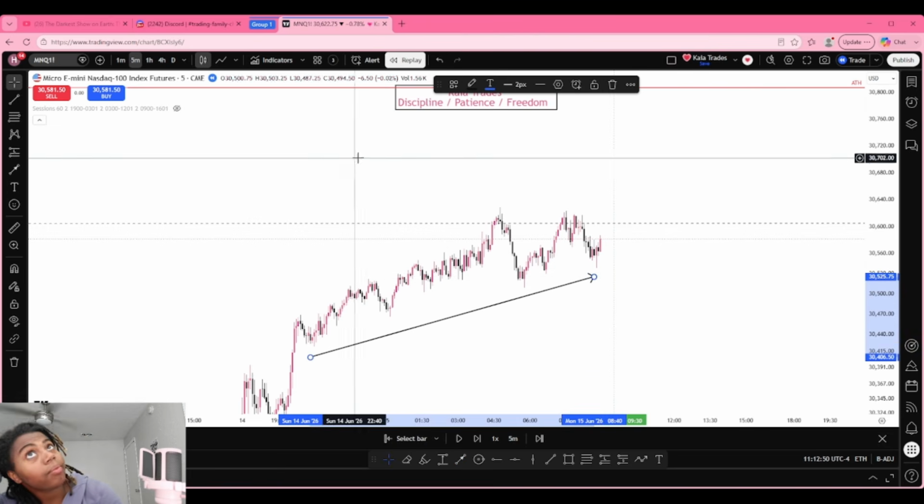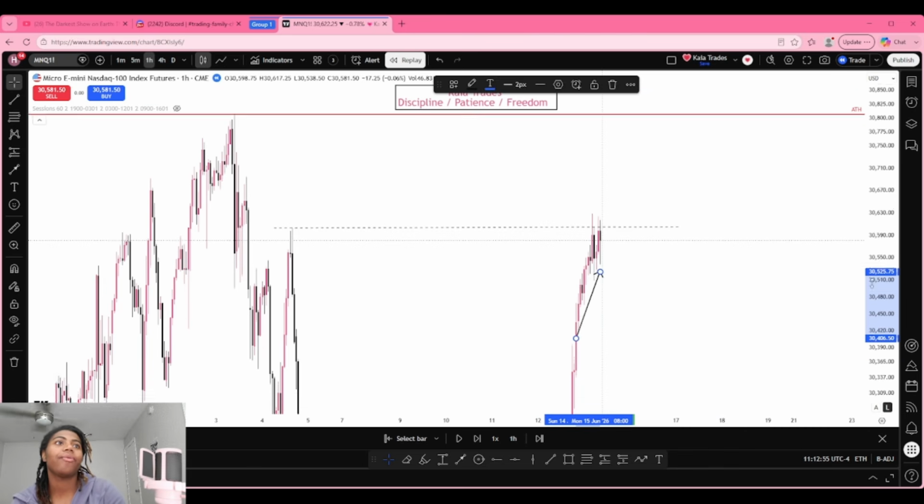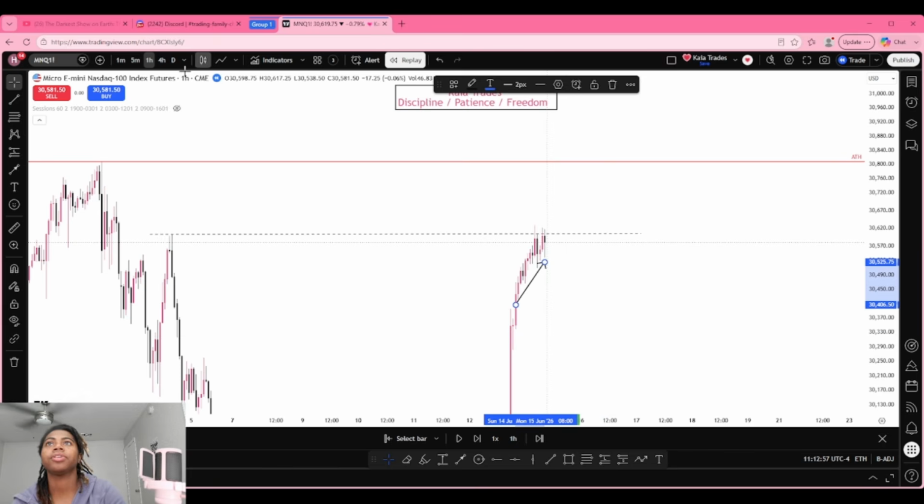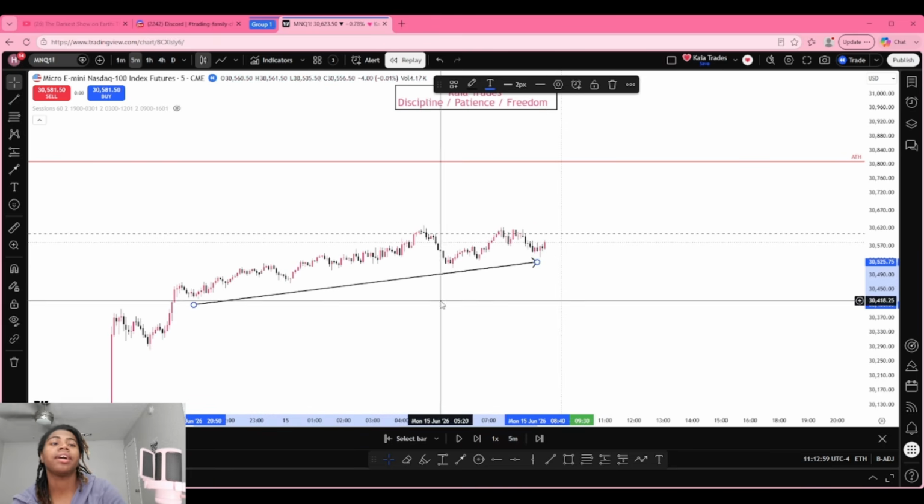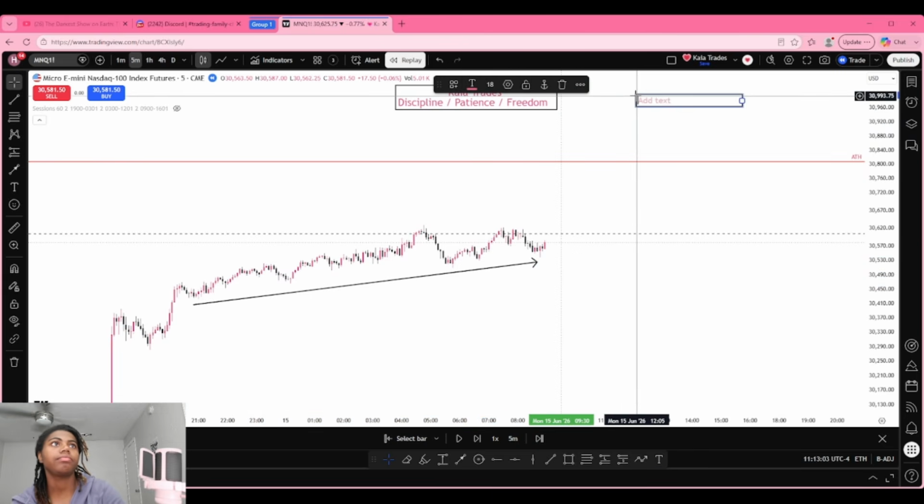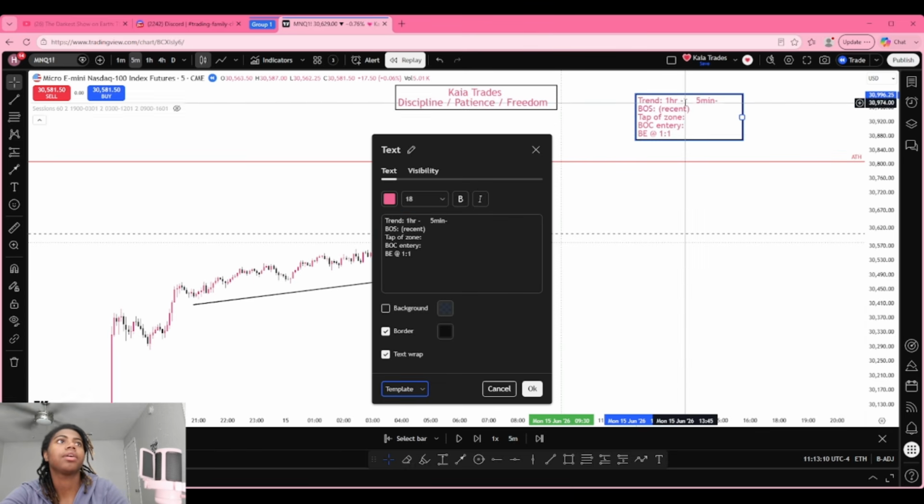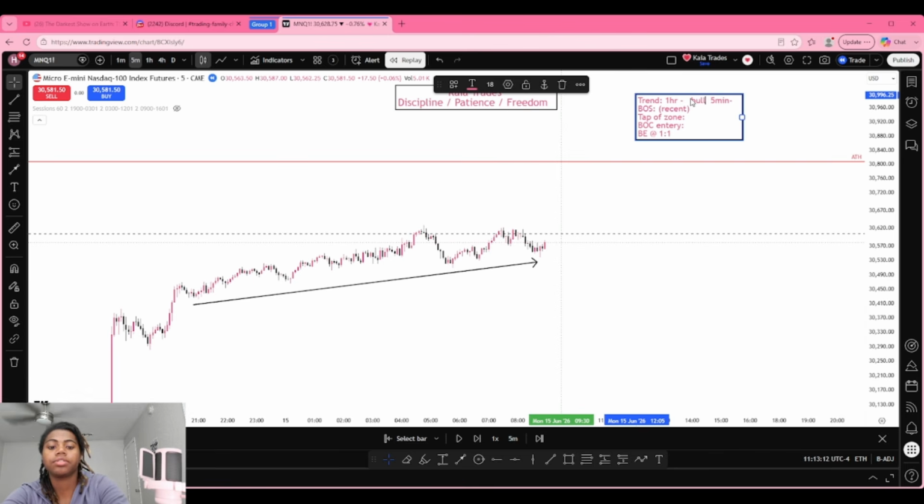So right now on my 5-minute, our 1-hour time frame has already shown us we're pretty bullish, and our 5-minute is in alignment with that. So we're going to go ahead and type those things out really quick. And we have our KT system. Our 1-hour is bullish. Our 5-minute is bullish.